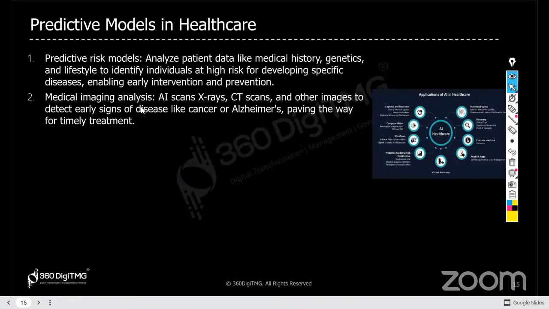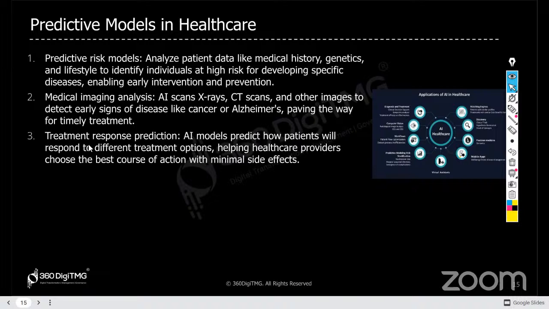Medical imaging analysis. This AI is trying to look into X-rays and CT scans. So it is trying to help us find the first clues of diseases like cancers. It can help the doctors to start treating you as soon as possible, ahead of time. And it is also useful for treatment response predictions. It is like a fortune teller for medicine. It predicts how your body will react to different treatments so that the doctor can choose the best treatment that works for you without causing too many problems for you.